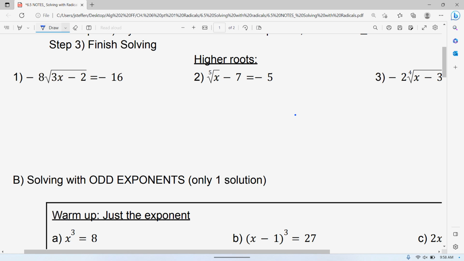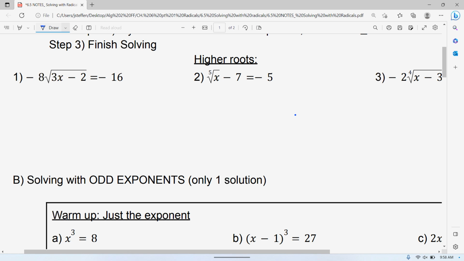We don't have any exponents. We're only dealing with radicals. I put this from a different lesson that I had. A lot of people miss this first one because they think they have to add 8 to both sides first. Again, step 1 is get the radical by itself.